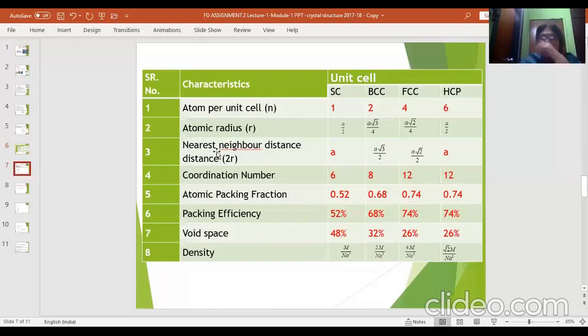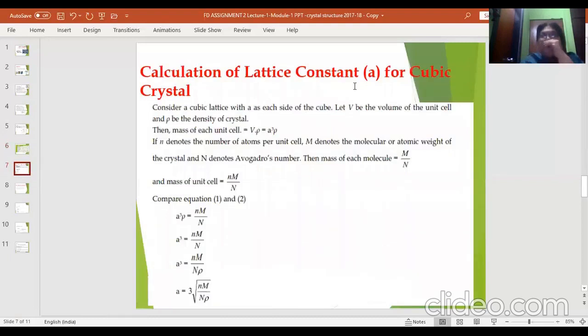Now this derivation we have never done in the 12th standard, that is calculation of lattice constant a, or I would say the relationship between a and rho, that is lattice constant a and the density. Consider a cubic lattice with a as each side. Now when you say a as each side, I have a cubic structure, so my length will be a, breadth will be a, width will be a. So I can say a cubic lattice with a parameter. Let V be the volume of the unit cell and rho be the density of the crystal. So V will be a cubed.